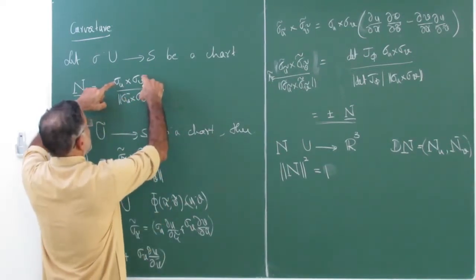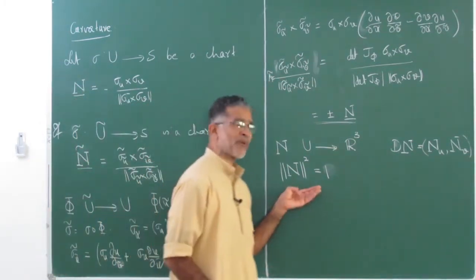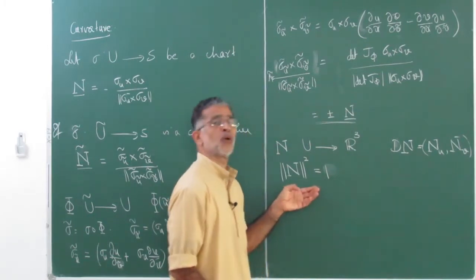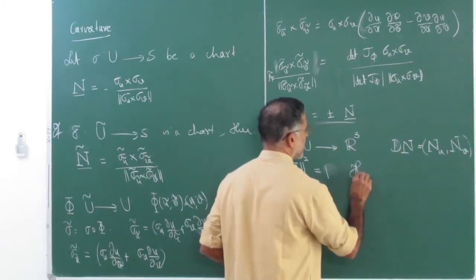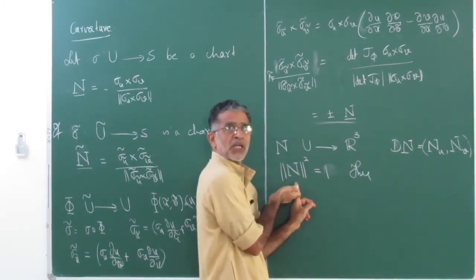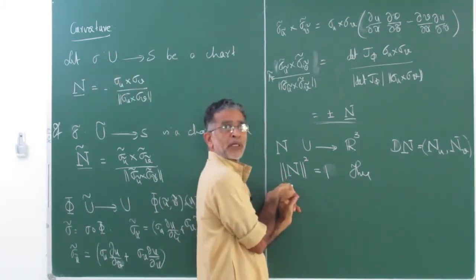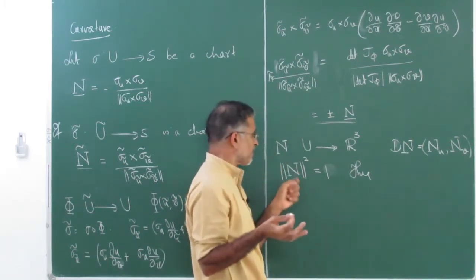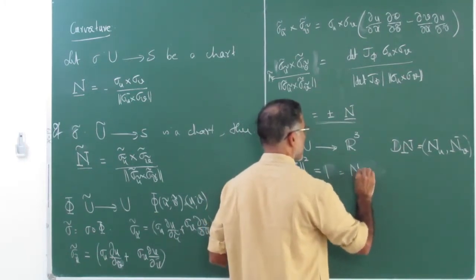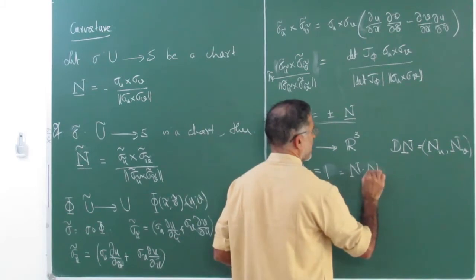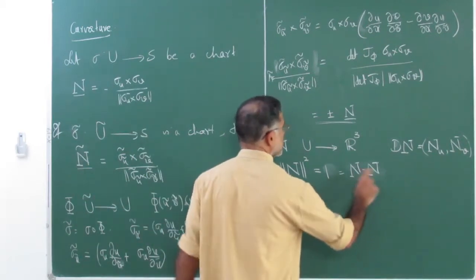You take the norm of this: norm of sigma u cross sigma v divided by norm of sigma u cross sigma v. So that's going to be 1. This helps you. Now let us differentiate this with respect to just u. This is now a real valued function defined on U. So differentiate with respect to u, only one variable, fix your v. You can also write this in a different way: this is n dot n. So it's a real valued function, and differentiate this with respect to u.